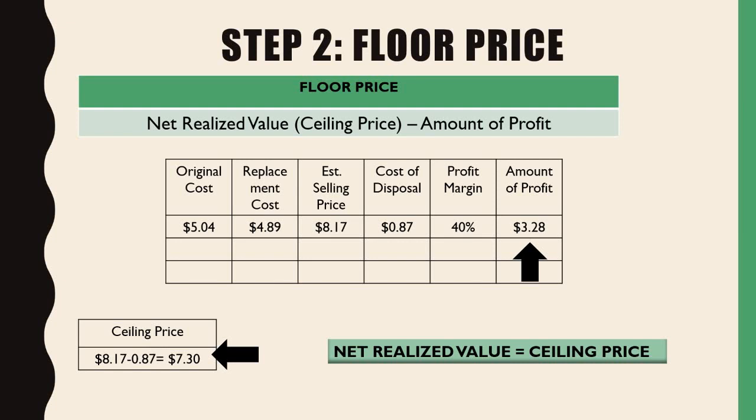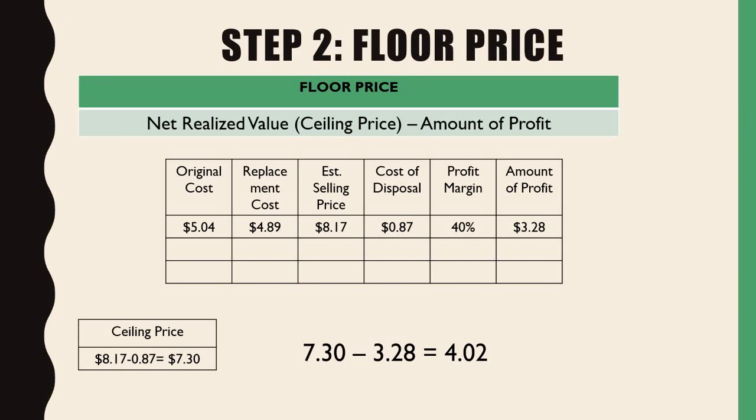So in this case, instead of using net realized value, you can also think about it as the ceiling price, okay? You're going to take your ceiling price, which is $7.30, and you're going to subtract out the amount of profit, okay, which is the $3.28. So again, doing simple math, $7.30 minus $3.28, you're going to get $4.02, and that's your floor price, okay?